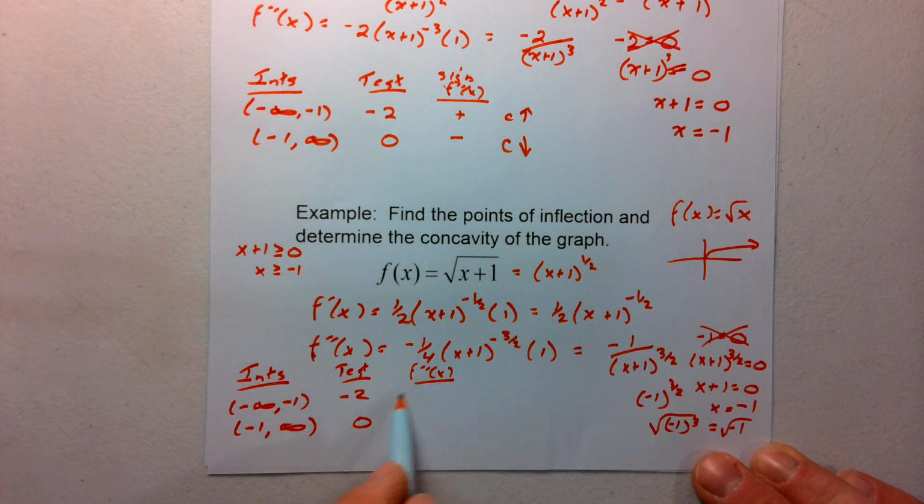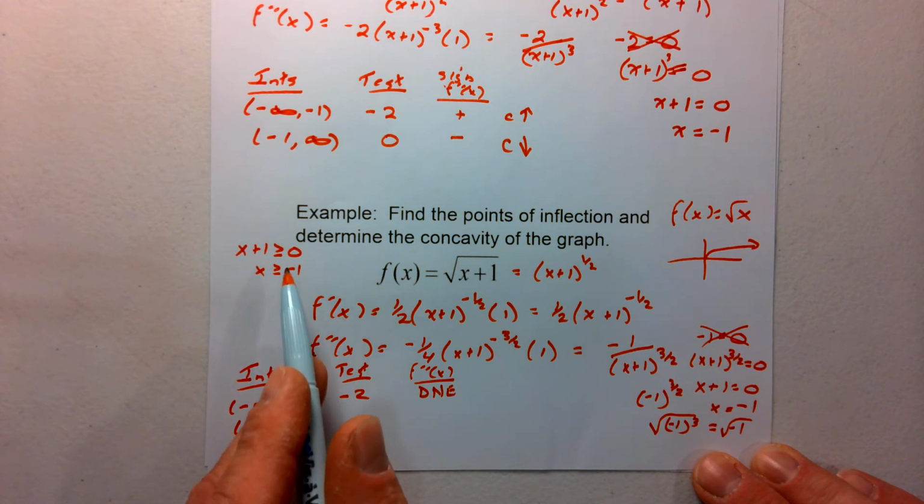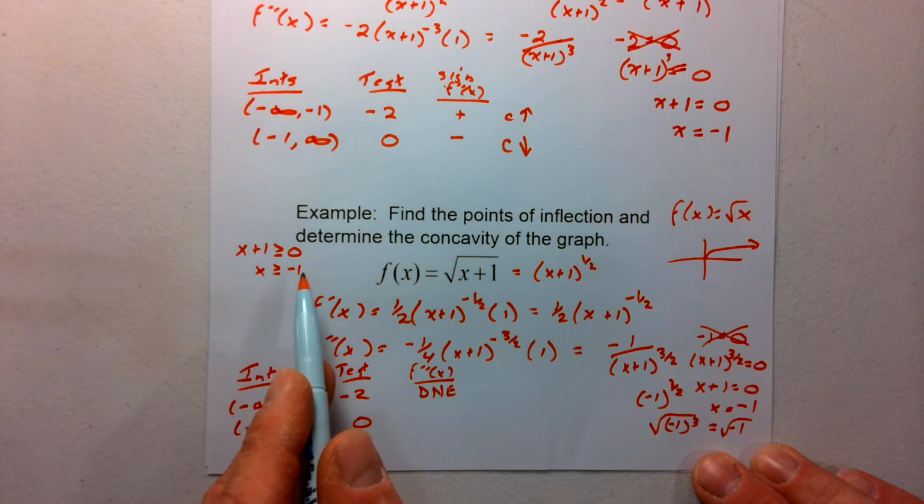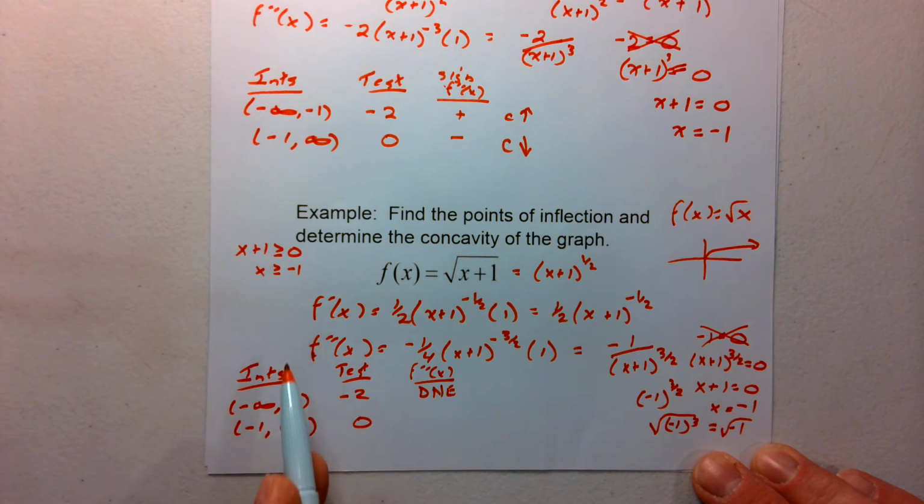So we see the second derivative here. This doesn't exist for us. And that should make sense to us because we see the restriction on that domain, x has to be greater than or equal to -1. So we can't have anything in this interval that's going to work for us.